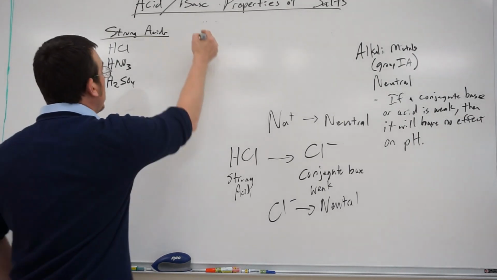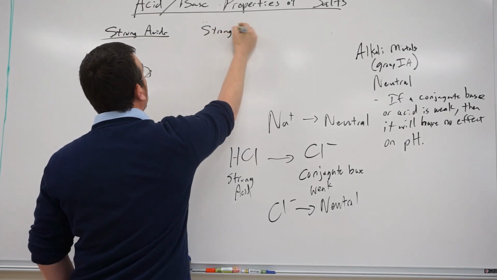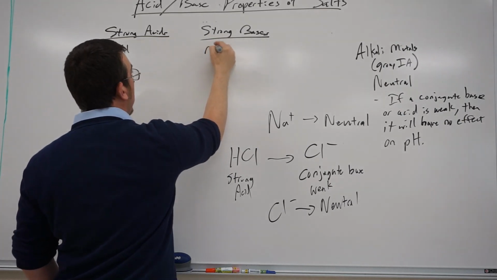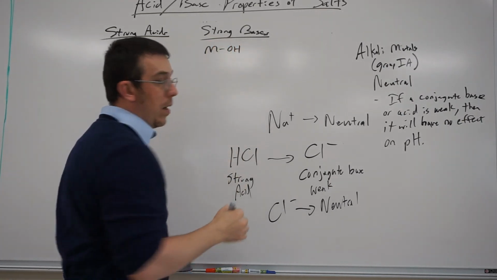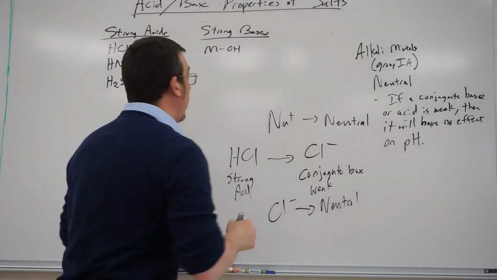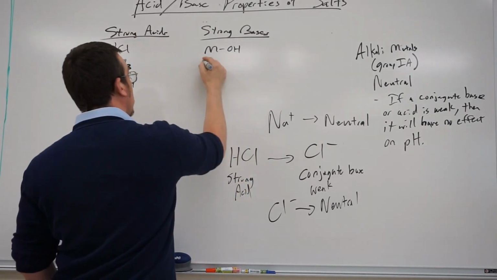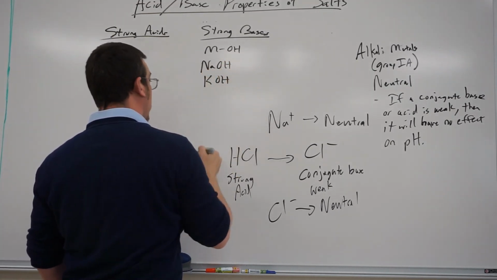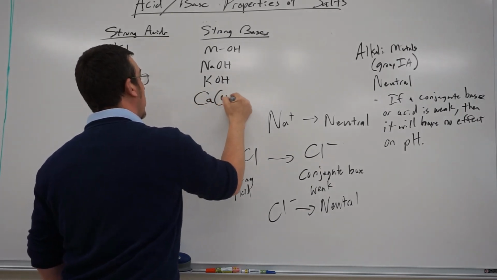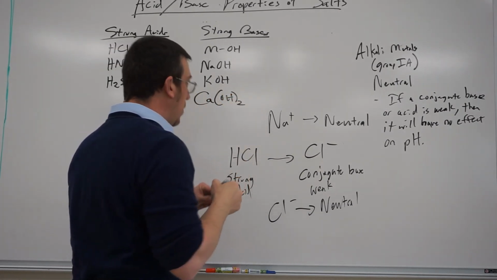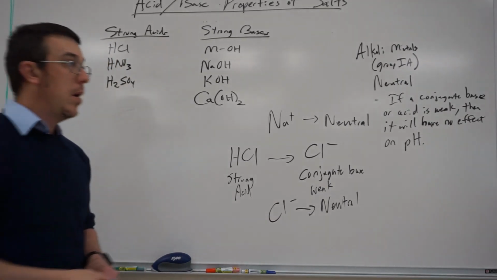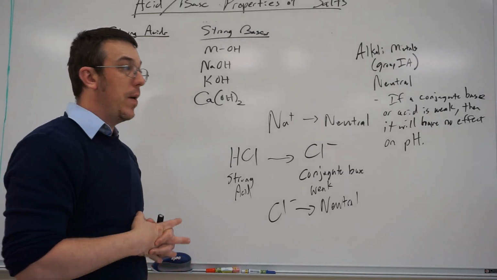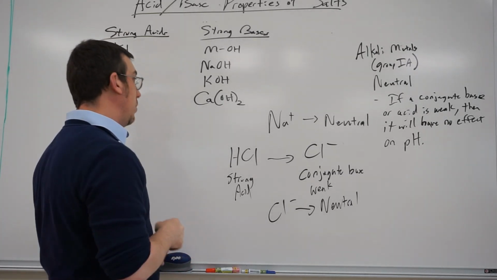Now, a short list of strong bases that you want to know. Well, this is where you're going to have a metal combined with a hydroxide ion. And so, sodium hydroxide would be a good example. Potassium hydroxide would be a good example. Calcium hydroxide would be another good example. So these are just three examples of strong bases, meaning that their conjugates are going to be weak. Therefore, they will have no effect on the pH of the solution.